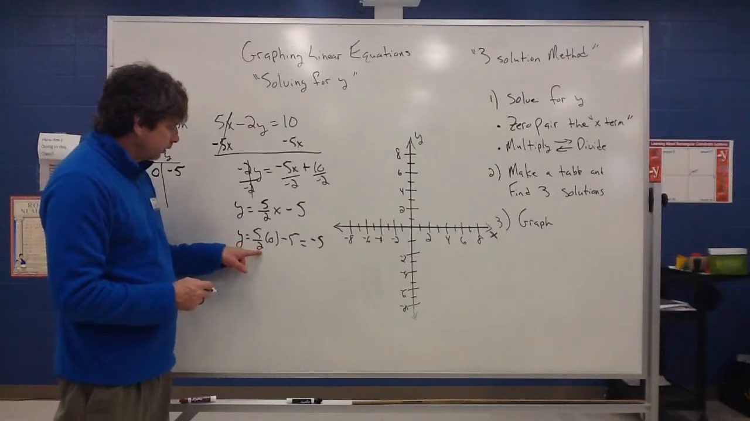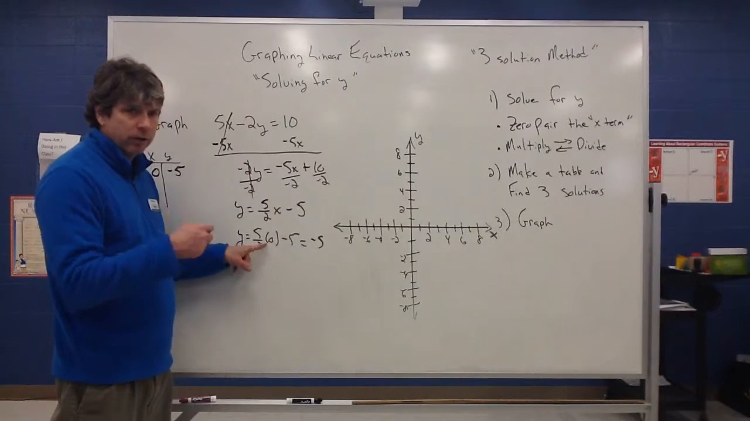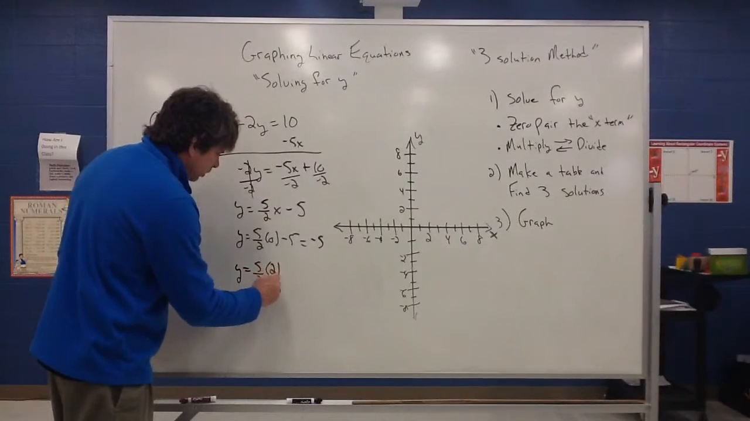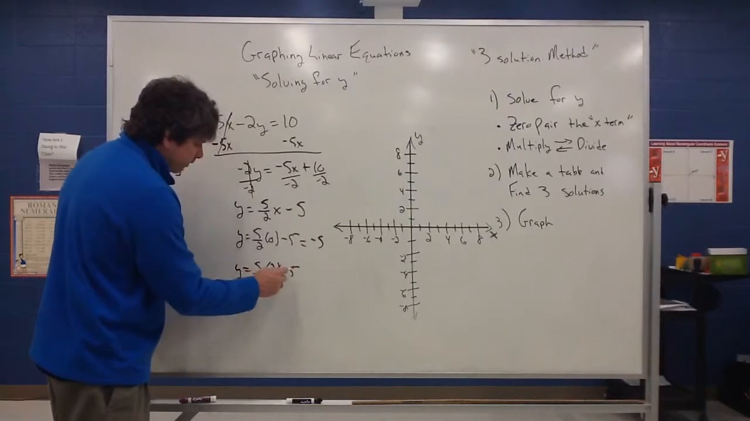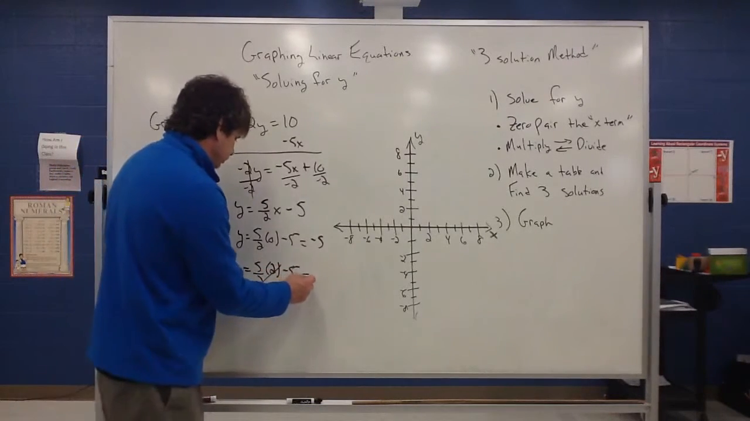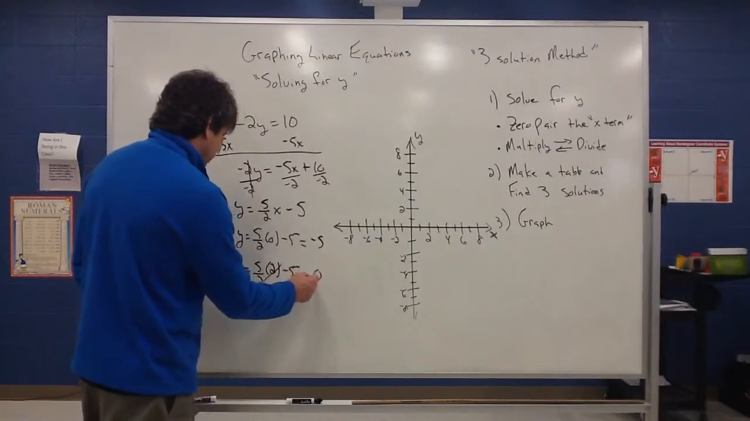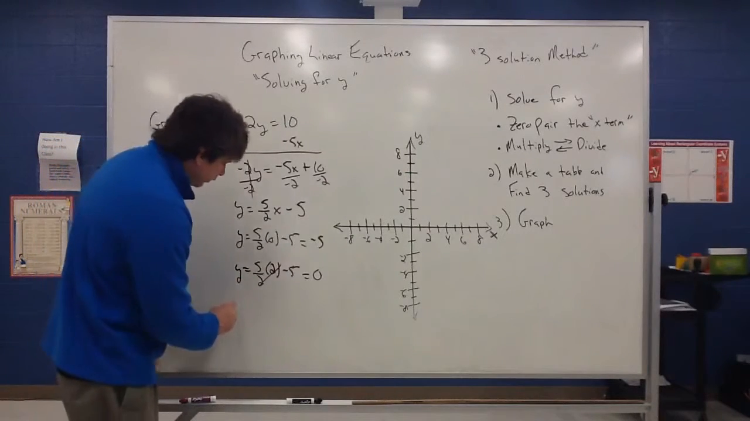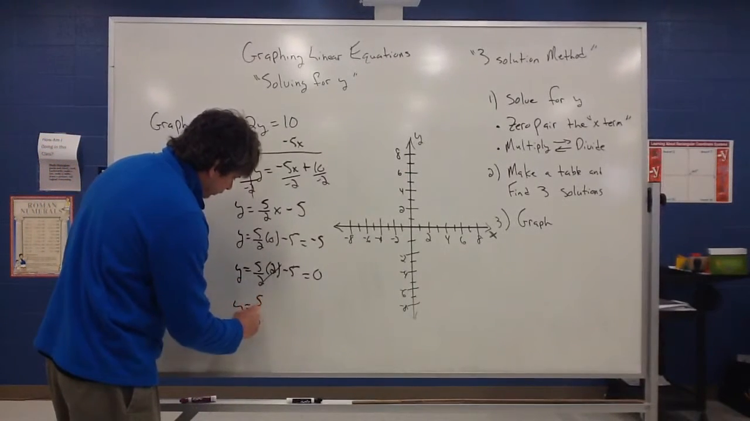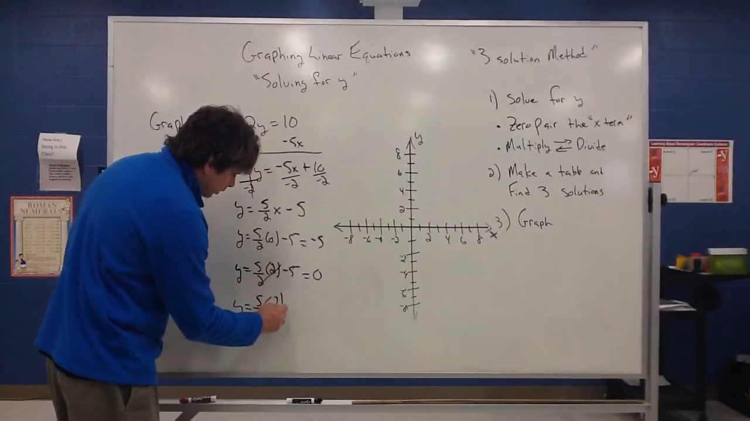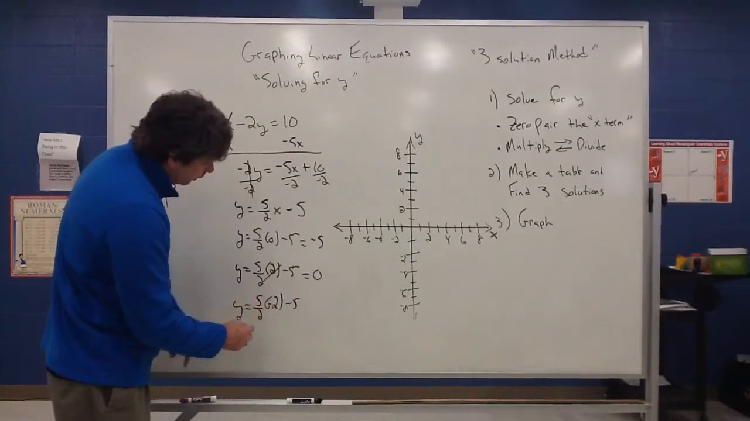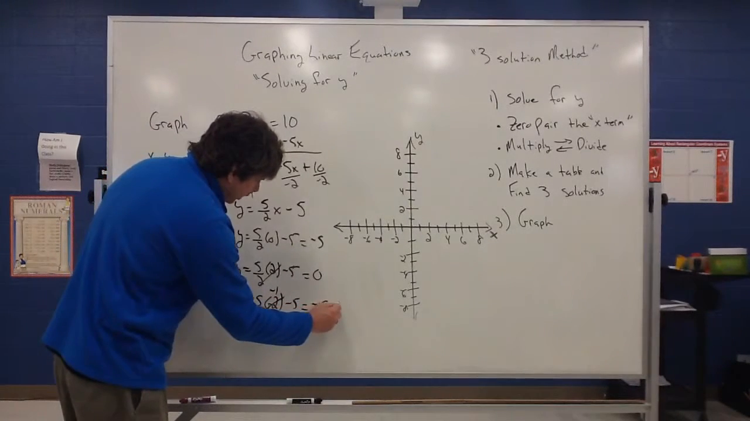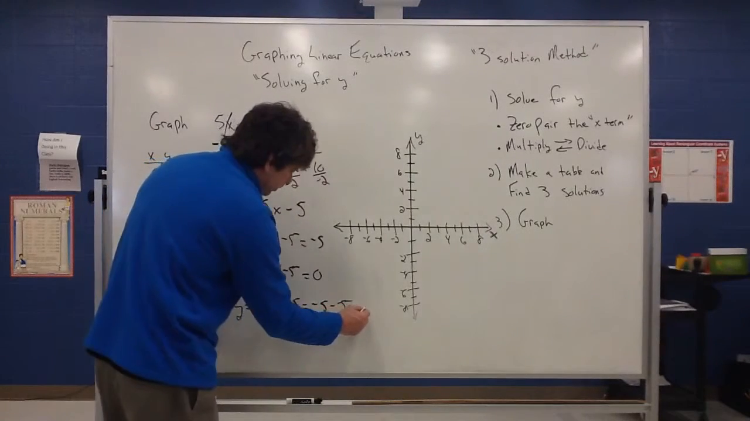Now for my next value, since my 2 is my denominator, it's a good idea to use a 2 so it'll divide out. So I have y equals 5 halves times 2 minus 5. The 2's divide out, 5 minus 5 gives me 0. So (2, 0) was the solution. And then I can also use a negative 2 to divide that out with. So 5 halves times a negative 2 minus 5. The 2 goes into the negative 2, making a negative 1. 5 times negative 1 is negative 5, and a negative 5, that's going to make a negative 10.